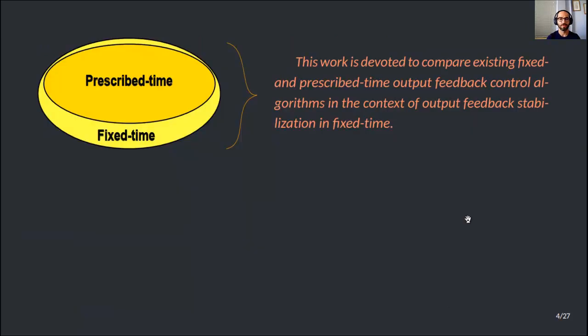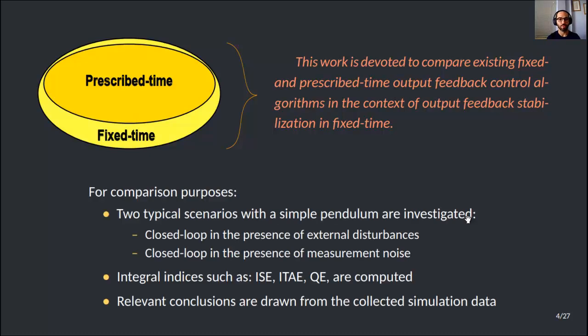Given the necessity of this kind of regulation in a certain amount of time, we will focus our study on prescribed time and fixed time output feedback controllers, and we will compare them in the context of output feedback stabilization in fixed time. To do so, we introduce 2 typical scenarios with a simple pendulum: the closed loop in the presence of external disturbances, and the closed loop in the presence of measurement noise. We will use indices to compare, and of course, relevant conclusions will be drawn from the collected simulation data.